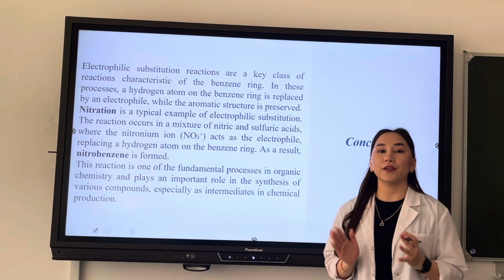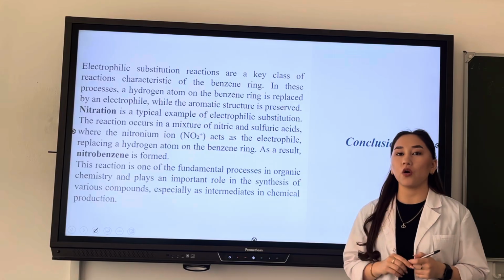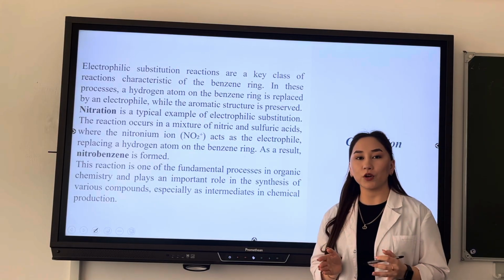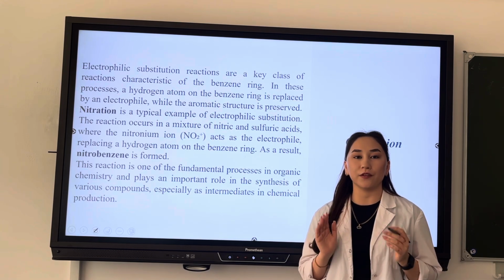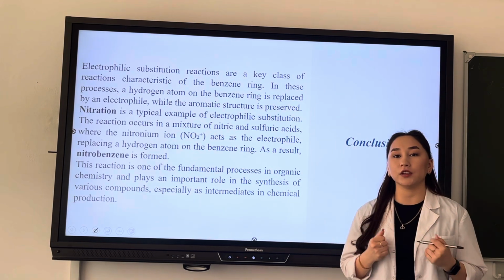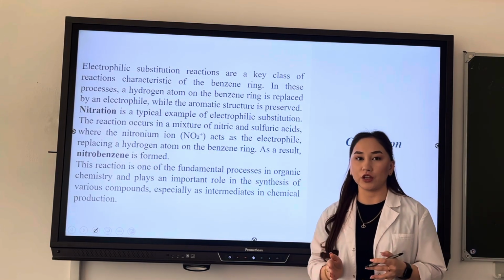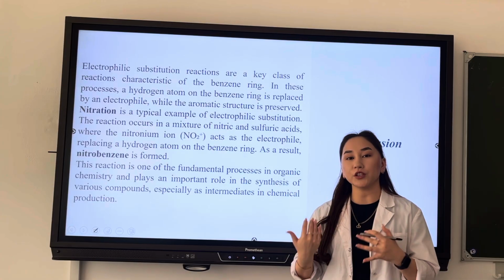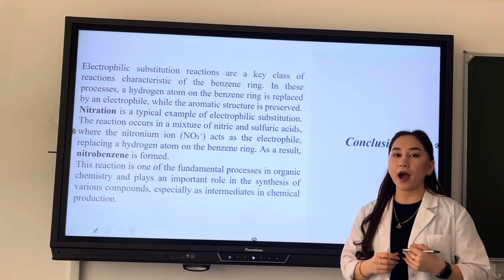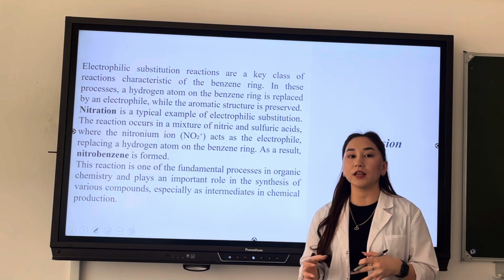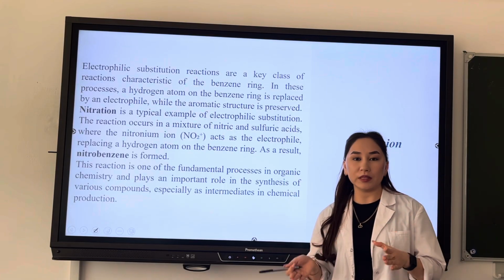Conclusion. Electrophilic substitution reactions are a key class of reactions characteristic of the benzene ring. In this process, a hydrogen atom on the benzene ring is replaced by an electrophile, while the aromatic structure is preserved. Nitration is a typical example of electrophilic substitution. The reaction occurs in a mixture of nitric acid and sulfuric acid, where the nitronium ion acts as the electrophile, replacing a hydrogen atom on the benzene ring. As a result, nitrobenzene is formed.